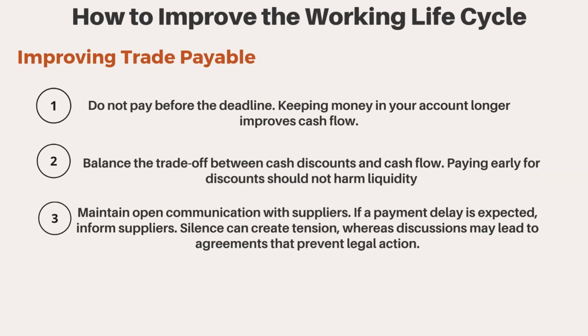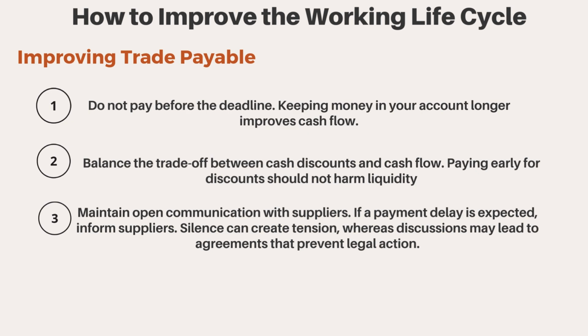How to improve the working capital cycle. Trade payables. Improving trade payables. 1. Do not pay before the deadline. Keeping money longer improves cash flow. 2. Balance cash discounts and liquidity. Paying early for discounts should not harm cash flow.